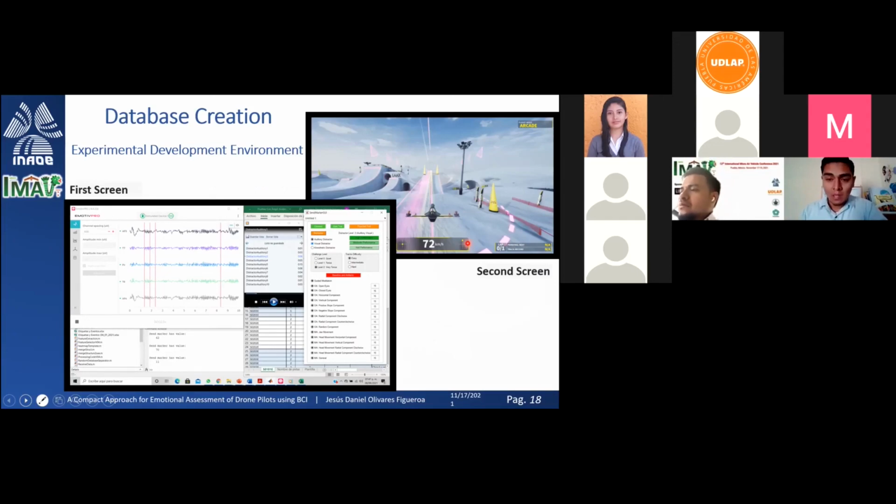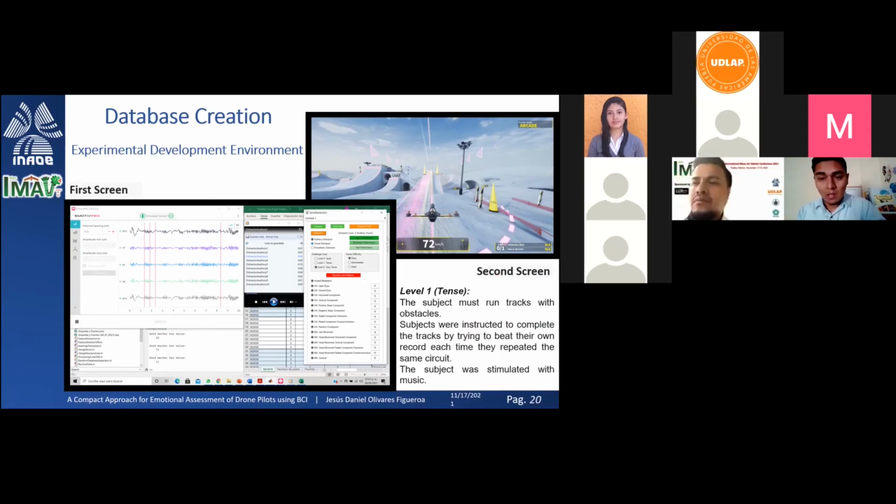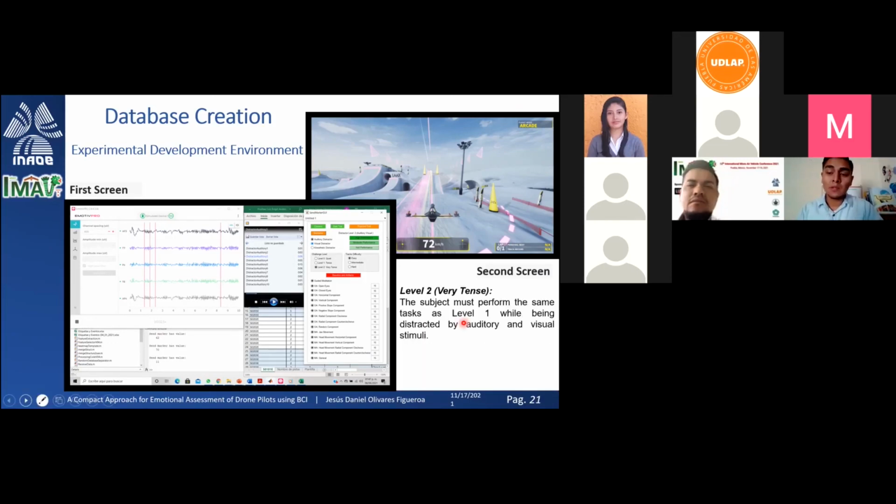Level 0 corresponds to the quiet state. At this level, the subject performed basic maneuvers such as flying forward or backward, without obstacles. In level 1, or tense state, the subject must run the tracks with obstacles. Subjects were instructed to complete the tracks by trying to beat their own record each time they repeated the same circuit. Finally, level 2 corresponds to the very tense state. The subjects perform the same task as level 1, but this time were distracted by auditory and visual stimuli.